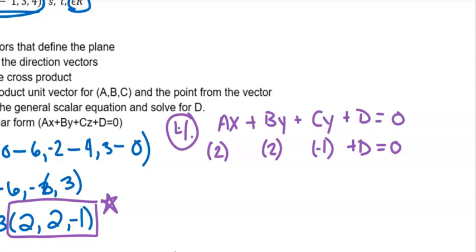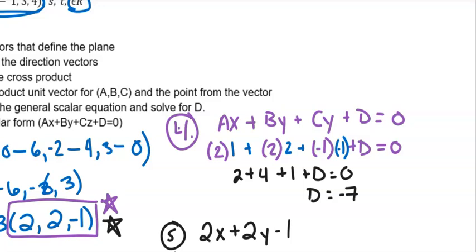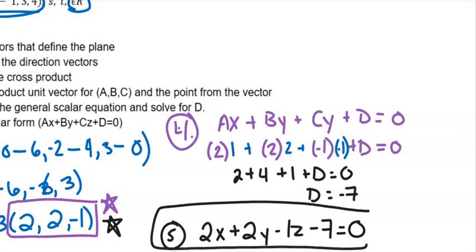Okay, so the point that was given was 1, 2, negative 1. I'm going to fill that in now, 1, 2, and negative 1. And now I'm just going to multiply this out. I have 2 plus 4 plus 1 plus D equals 0. D must be negative 7. Now I'm going to write the scalar equation of my plane, using my A, B, C: 2x plus 2y minus 1z minus 7 equals 0. This is the scalar equation of the plane.